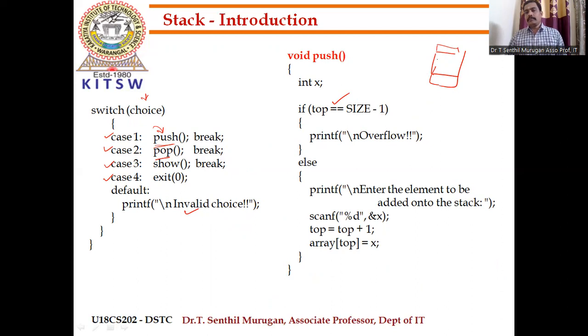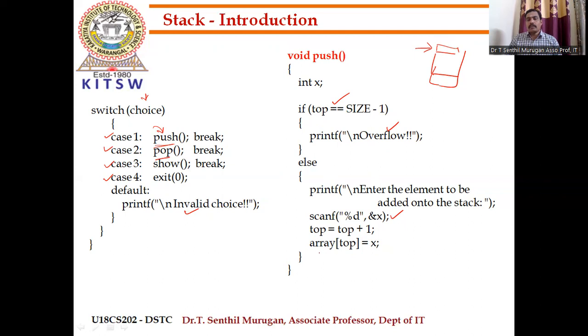Okay, if it is, what is the meaning of that? It is pointing to the topmost element. If you want to insert one more element, it will be overflow. Okay, that's why we are given this. If top is not equal to n minus 1 or size minus 1, we can perform the insert operation. So we need one element to insert. We have to get one element from the user. Then we have to change the pointer value.